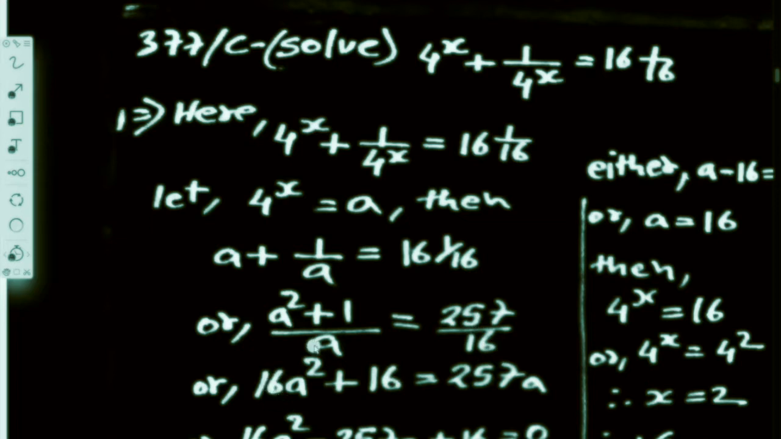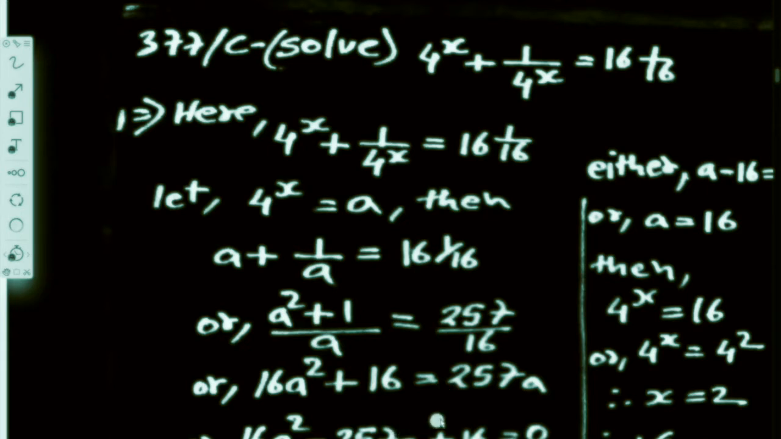Now this a should be multiplied with 257, and a squared plus 1 should be multiplied with 16. So 16 into a squared, next step, 16 a squared plus 16 into 1, 16, equals 257 a. Now this is also our simple problem.